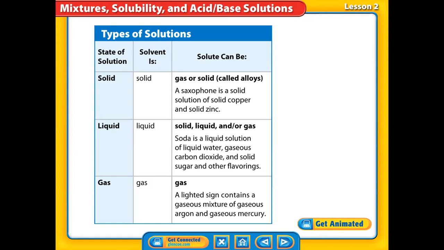So the last one is the gas solution. In that case, the solvent must be a gas, and once the solvent is a gas, the only possible thing that could dissolve in a gas is another gas. So we cannot dissolve a solid or liquid in a gas actually. So in that case, a gas solution.